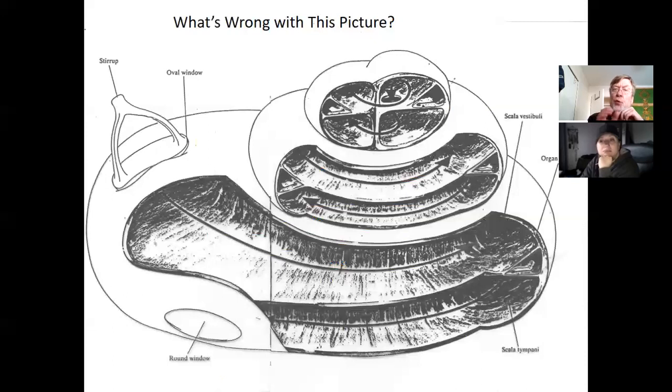But what is wrong with this picture is the fact that the scala media is drawn to get smaller, or actually that it doesn't widen as you get toward the apex of the cochlea. That's the flaw in that picture. But they are just showing for the lay public how this stapes pushes fluid around and around and around, and it goes through the helicotrema, down, out, out, out to bulge the round window. So in that wise, there's not a whole lot wrong with the picture, but technically there is.